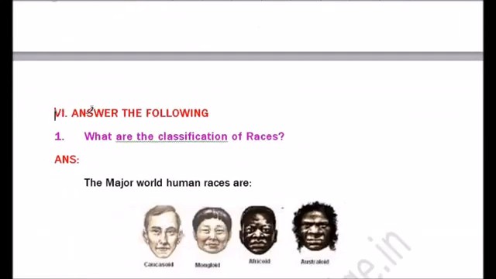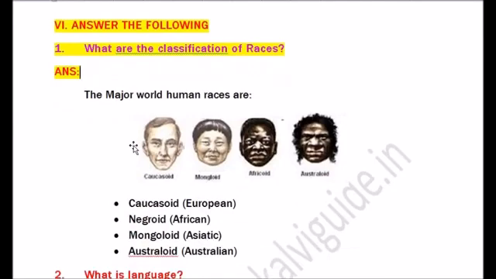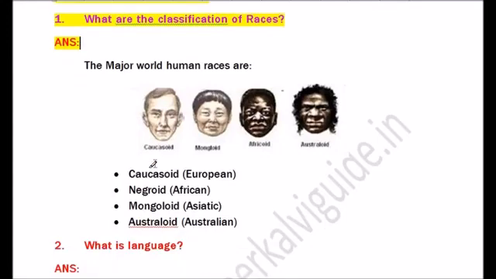Roman number 6. Answer the following. What are the classifications of races? The major world human races are Caucasoid European, Negroid African, Mongoloid Asiatic and Australoid Australian.